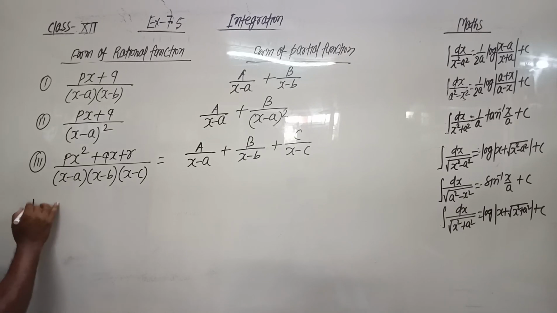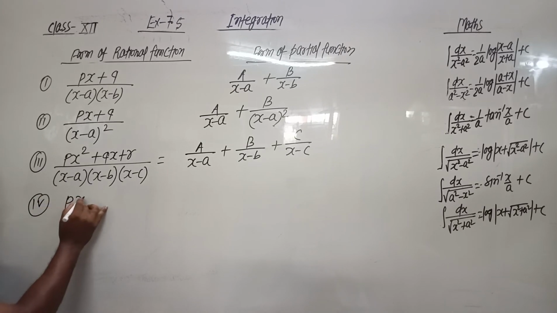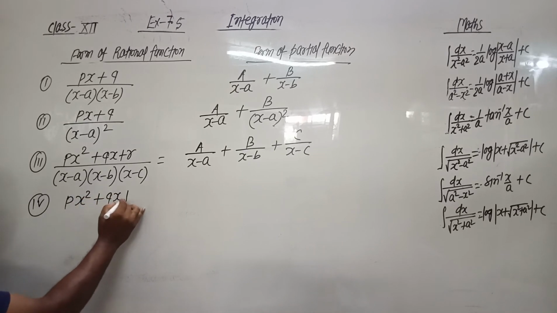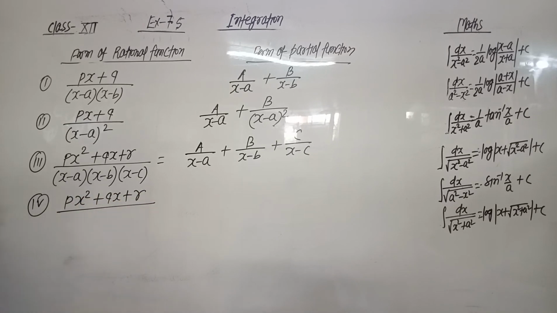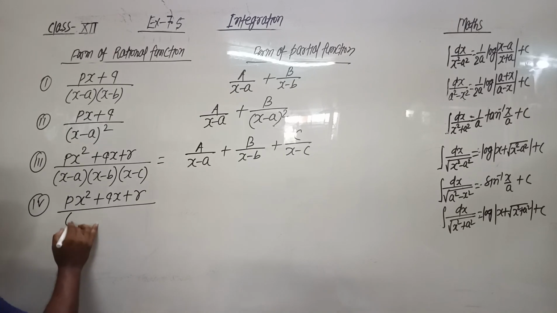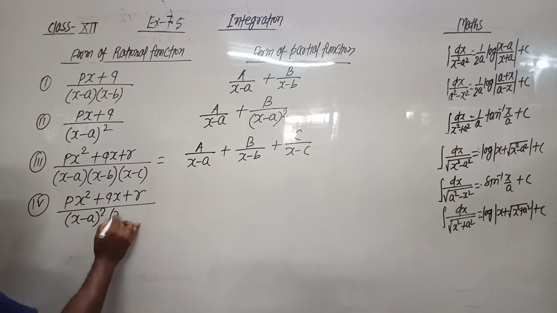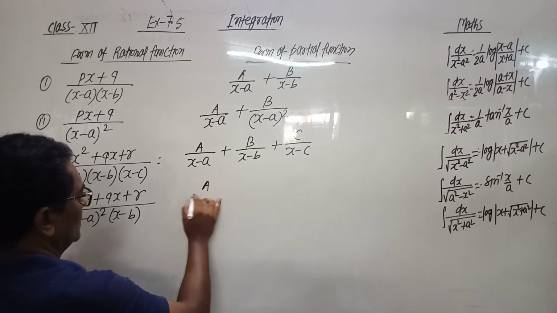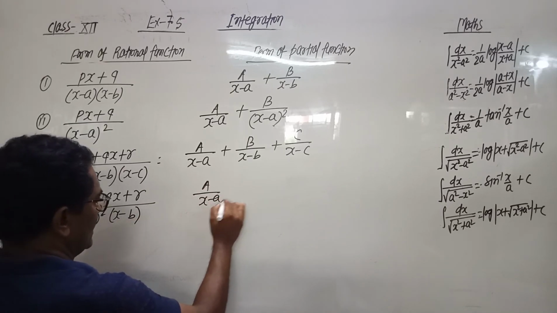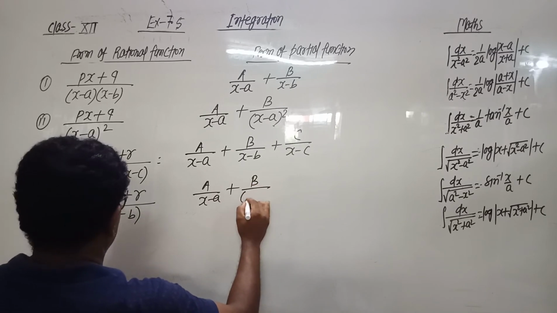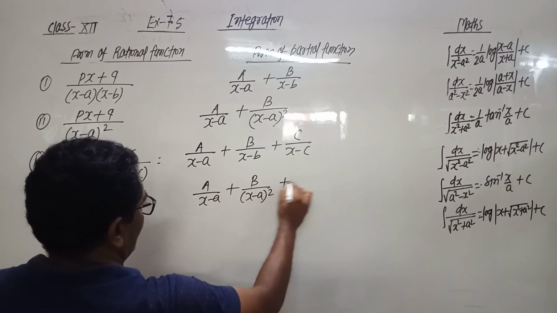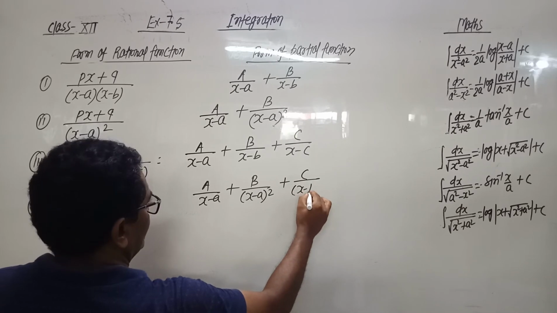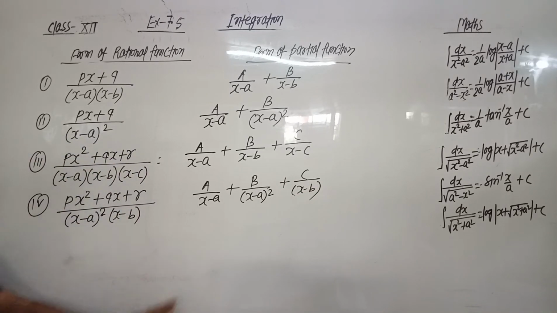The next numerator is quadratic px square plus qx plus r, and the denominator is the combination of a quadratic and a linear factor, x minus a the whole square and x minus b. So we write it equal to A upon x minus a plus B upon x minus a the whole square plus C upon x minus b. This is the partial fraction form and this is the rational form.